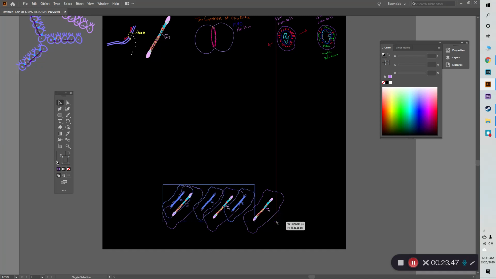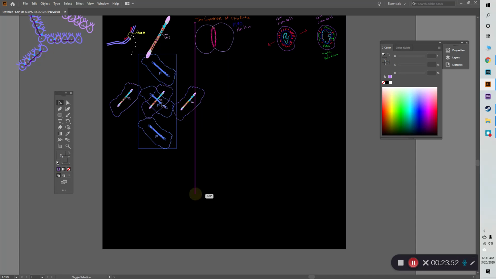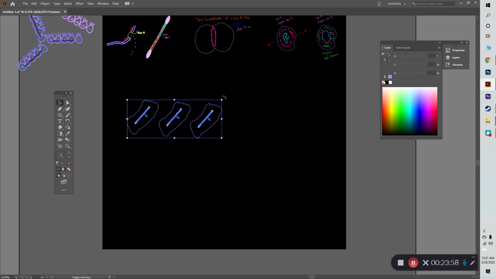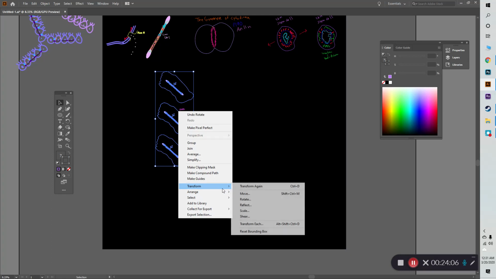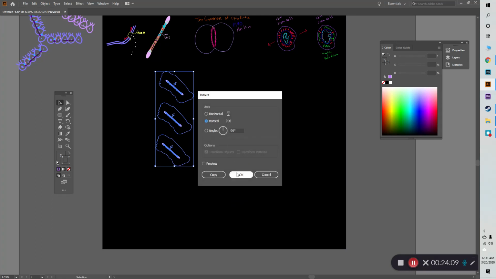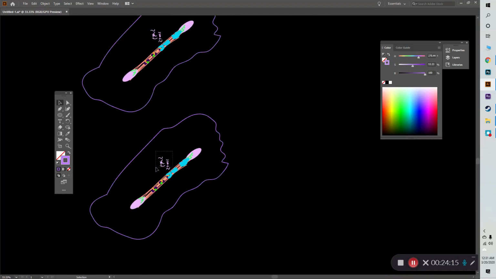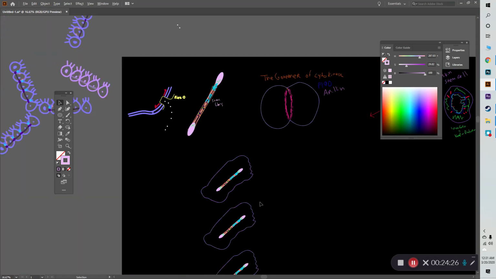Let's rotate these like this. Yeah, cool. Actually, let's do it like this. And then let's reflect that. Cool. Now the words are backwards. We don't need the words. It's fine. Goodbye, words. Okay, so we got these cells like this.